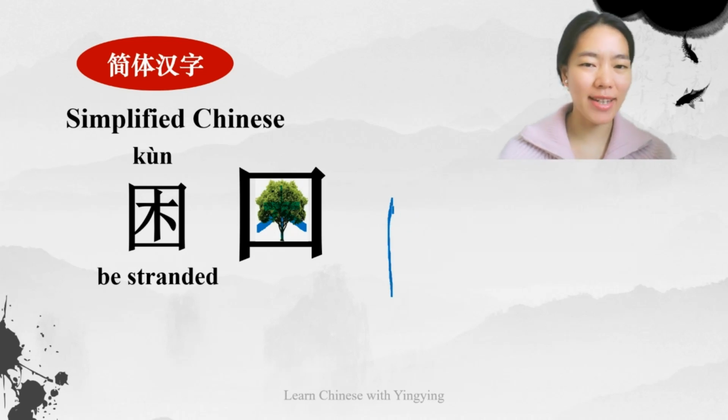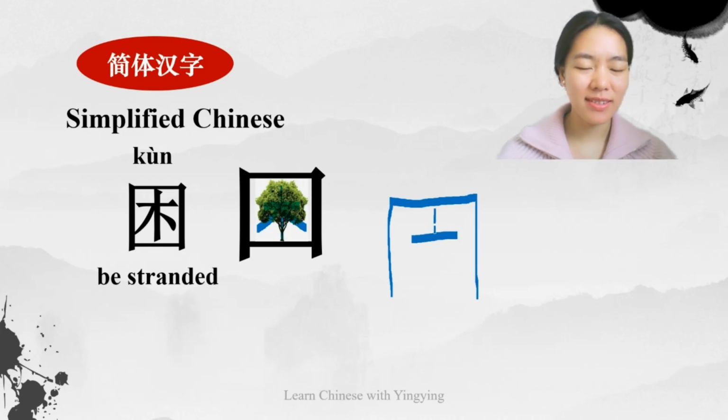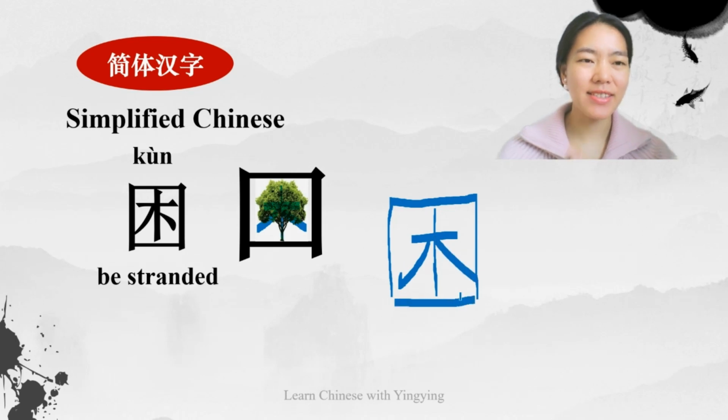Let's write the word together. Do you know how to write it now? It's still the same rule. So this is the word 困. 困. It means be stranded.